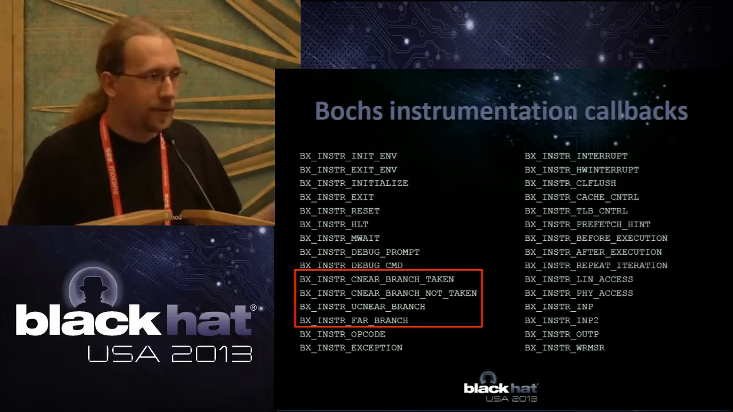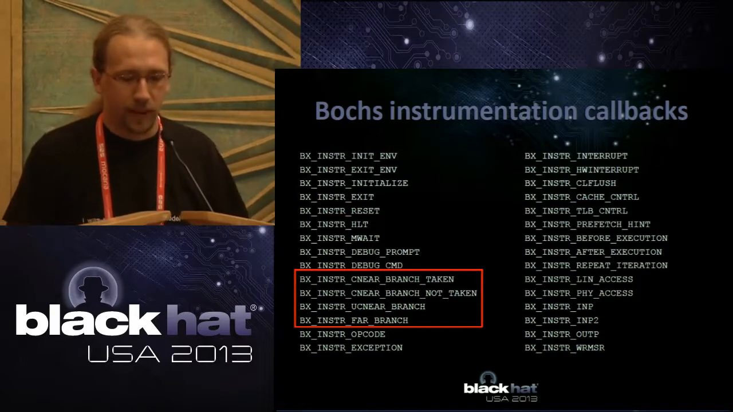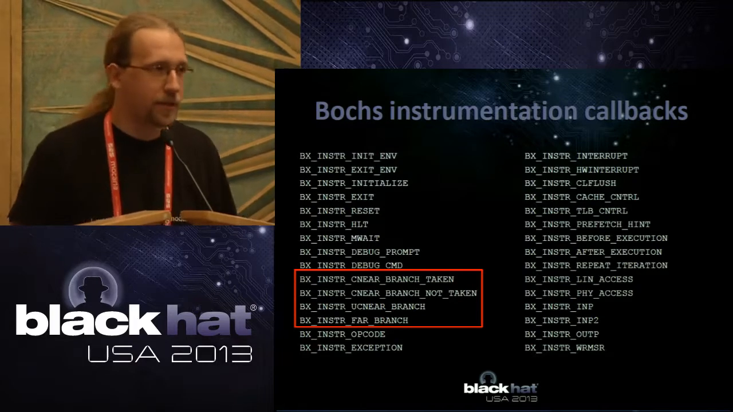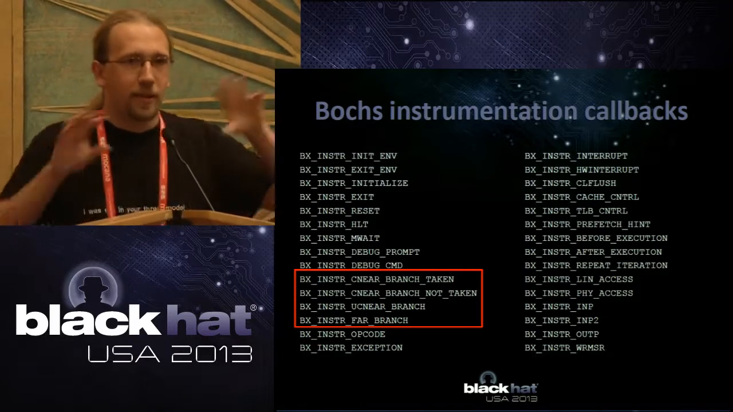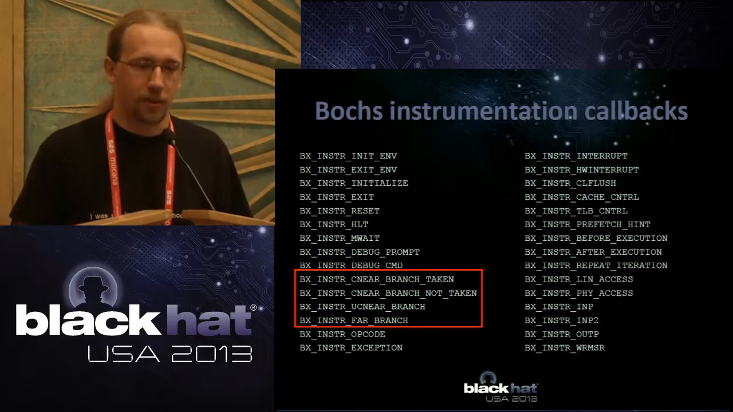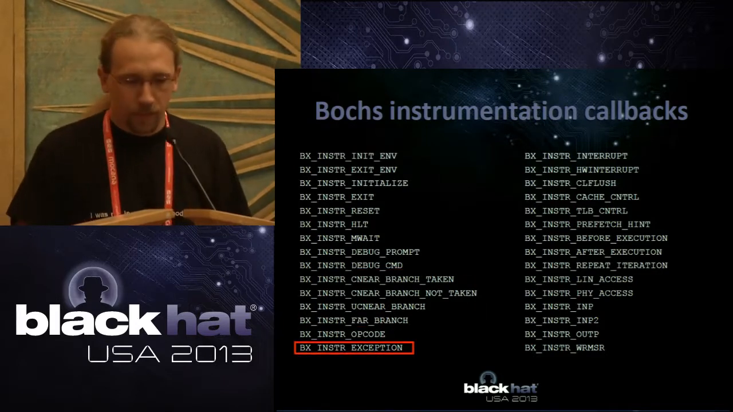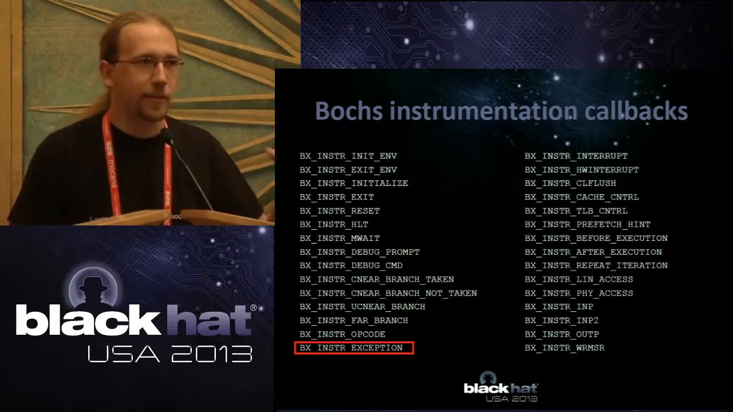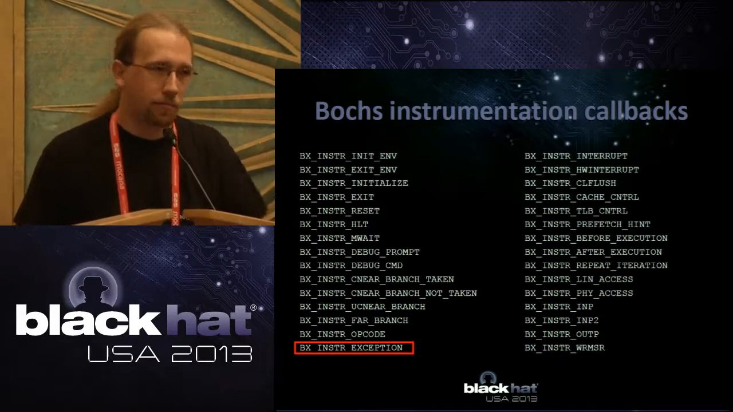This is more interesting. This is actually for basic block instrumentation. So there is branch taken, branch not taken, far branch, and so on. So you get an event when a jump happens in the guest machine. You get a callback. There's also, of course, instrumentation for exceptions. So when exceptions happen, you get a callback, and you can check the state.